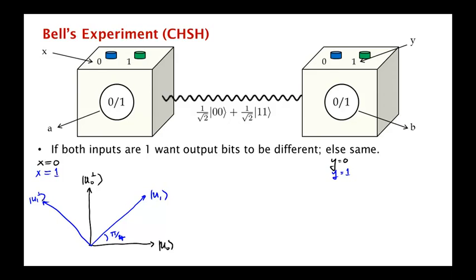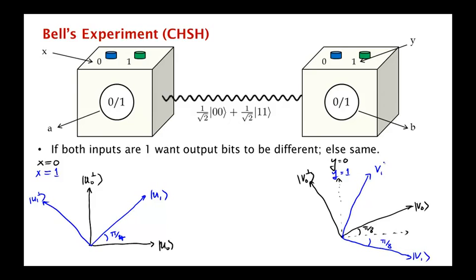Now what about the second box? How do we do the measurement? If y equals 0, we do the measurement at an angle of pi by 8. Let me draw these dotted lines for the coordinate axes, and then we have an angle of pi by 8, and let's call this v0 perp. On the other hand, if y equals 1, then we do a measurement at minus pi by 8, and that's our basis, v1 perp.